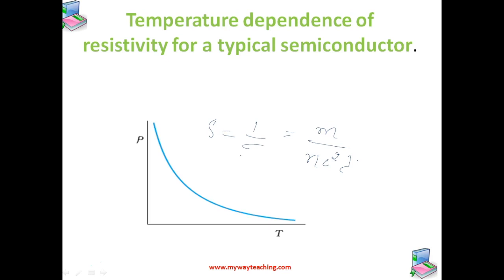In a metal, this n is not dependent on the temperature to any appreciable extent. So the decrease in the value of tau with rise in temperature causes rho to increase. For insulators and semiconductors, n increases with temperature. This increase more than compensates for any decrease in tau, so that for such materials rho decreases with temperature. So for metals it is different, and for semiconductors and insulators it is different.